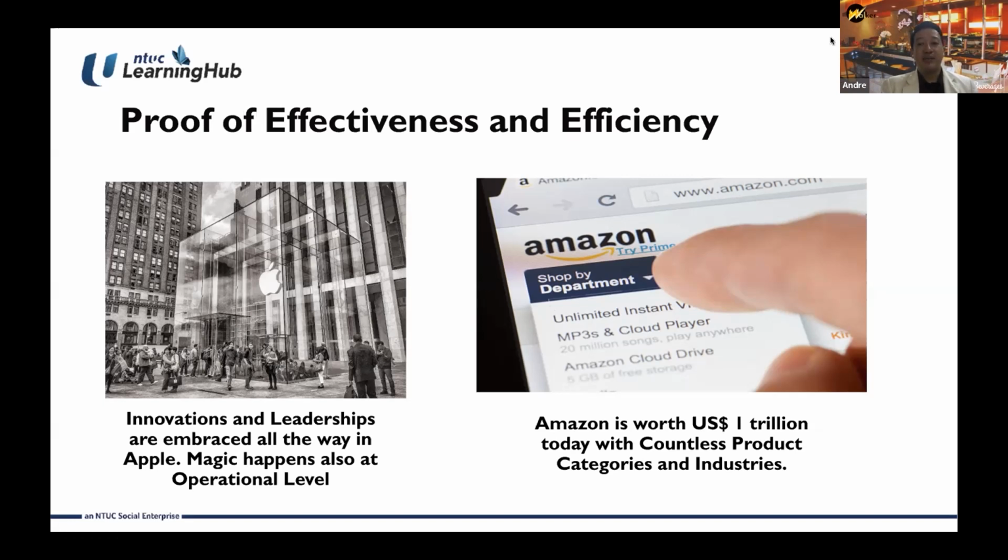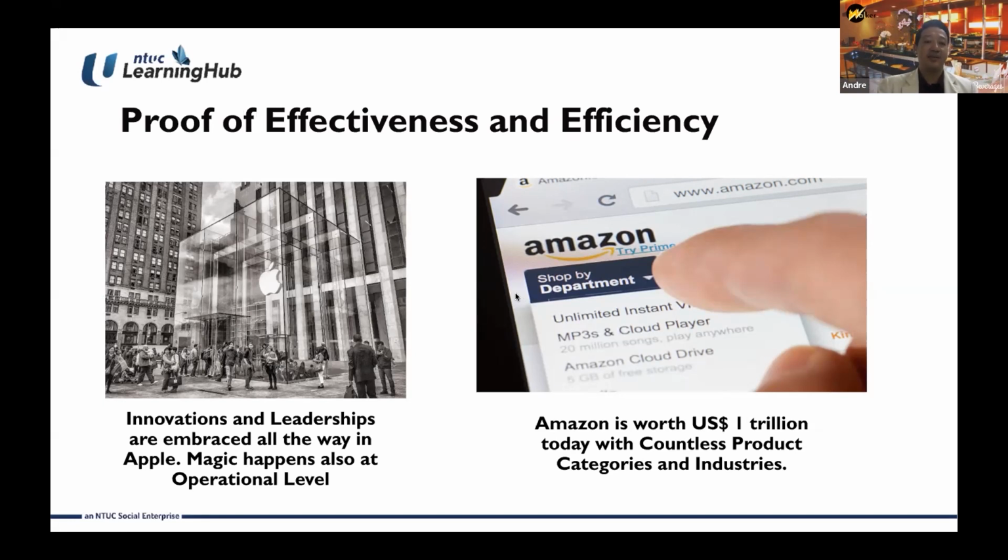That means decisions are made every day, and insights are given, and people who are working at the operational level are involved in the change and strategy implementation of the company. That's why Apple today is worth more than $4 trillion. Same thing with Amazon.